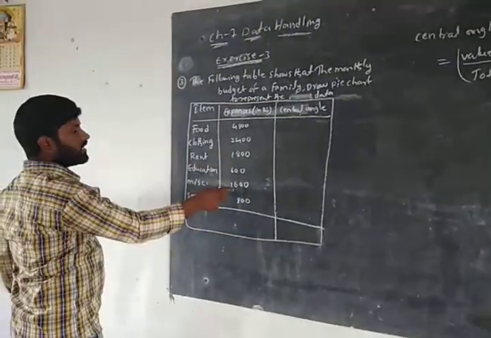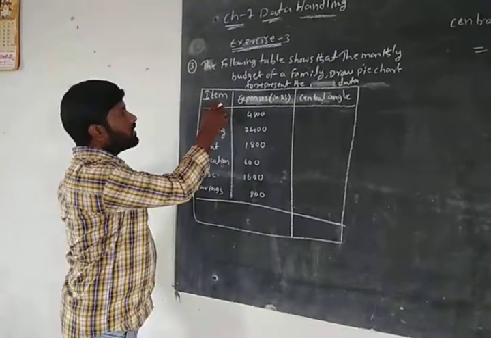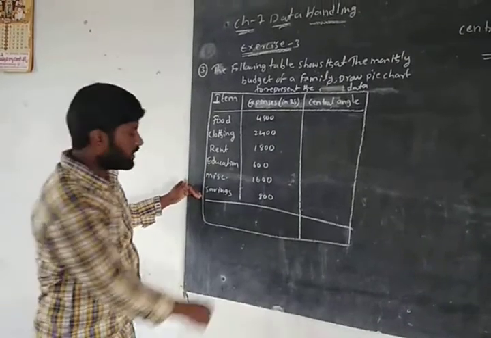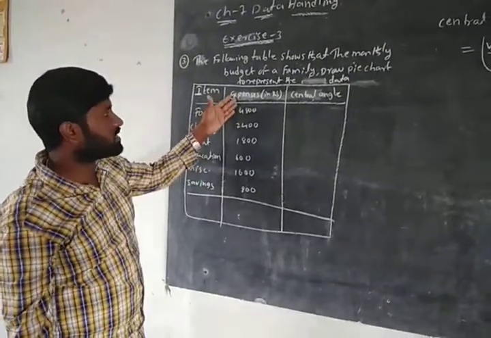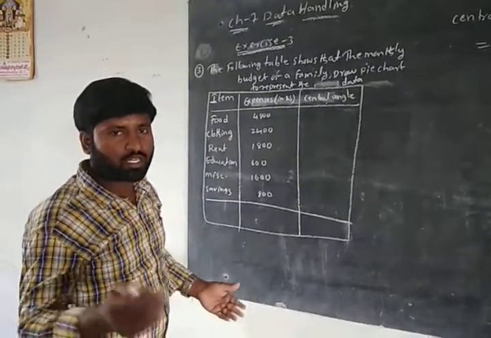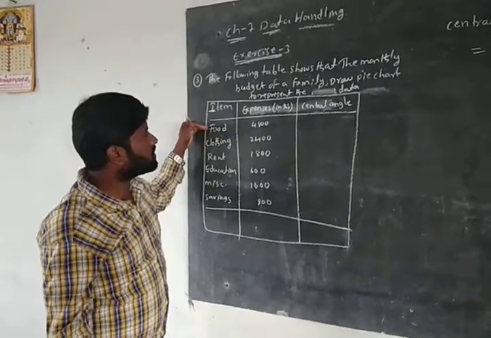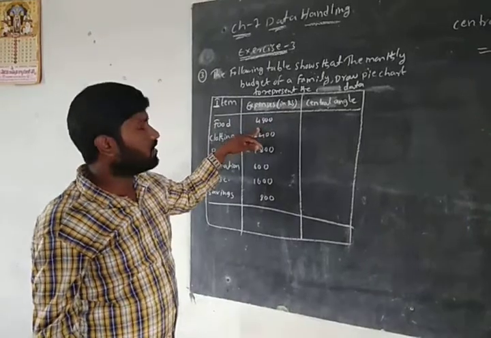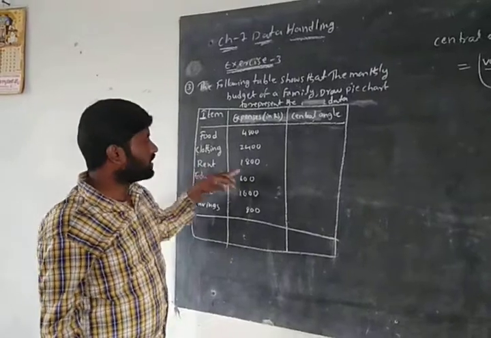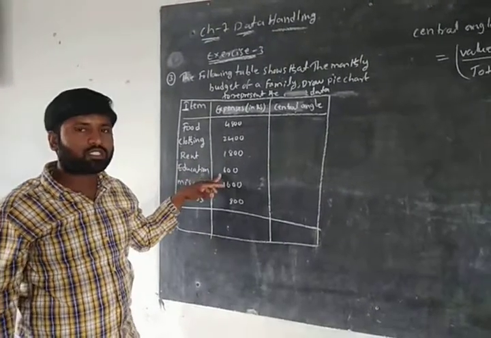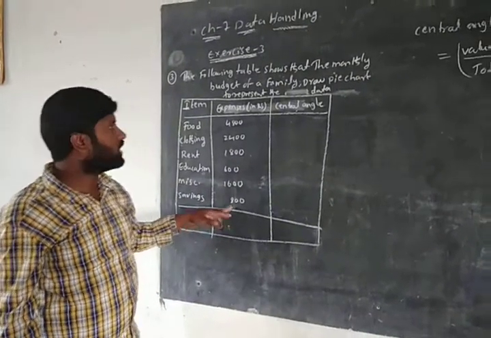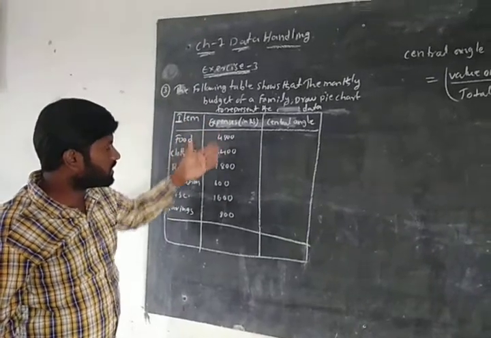See, this is the given data. The given items are food, clothing, rent, education, miscellaneous, savings. So these are the items and expenses, that is, how much we are spending on food. Okay? That is called the expenses. Food expenses are 4800 rupees. For clothing 2400. Rent 1800. Education 600. Miscellaneous 1600. Savings 800. So these are the expenses for the particular items.